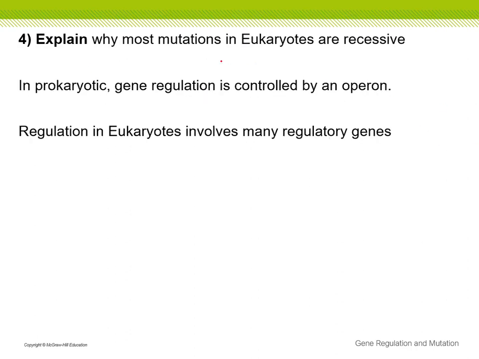And then the next one is, why are most mutations in eukaryotic cells recessive? Most are recessive. In prokaryotes, genes are controlled by those operons, those on-off switches. But in eukaryotes, we have a lot of those regulatory genes.